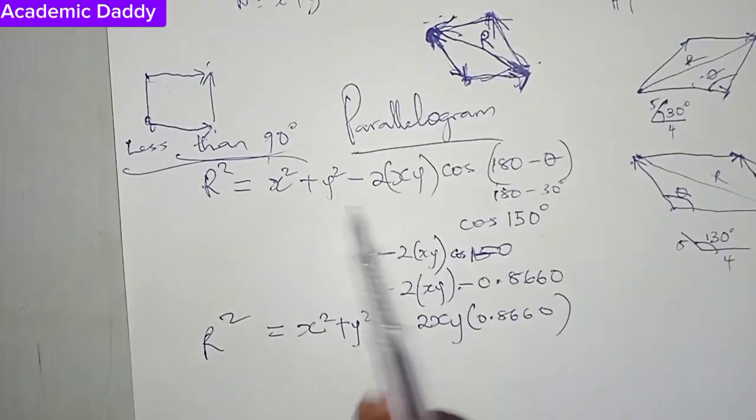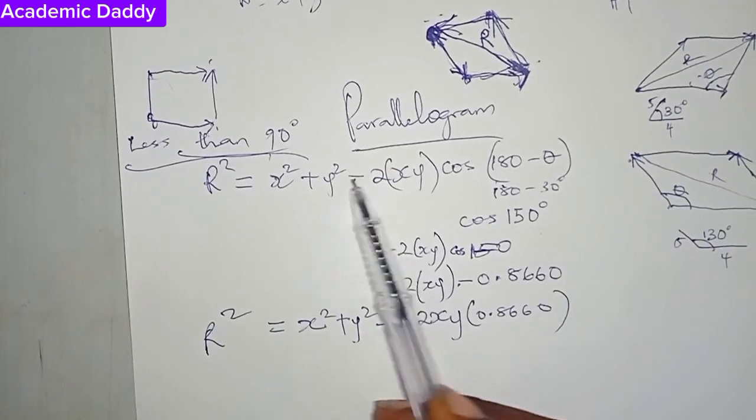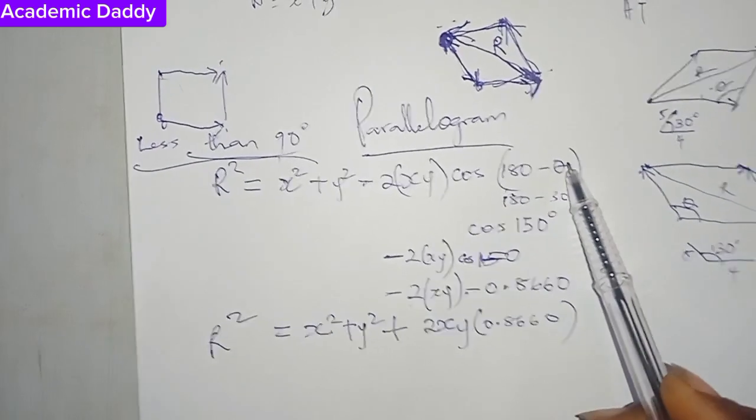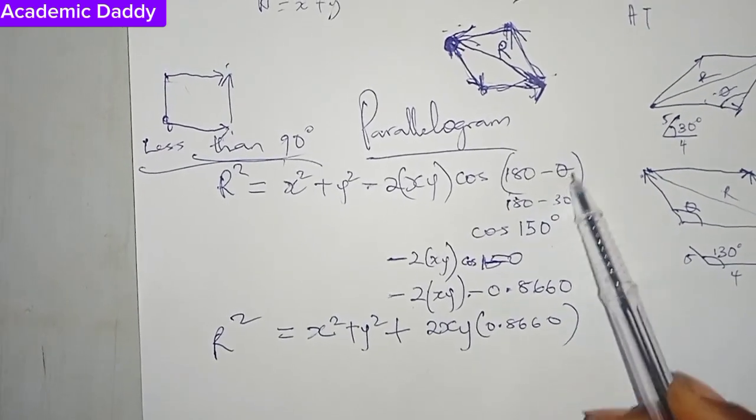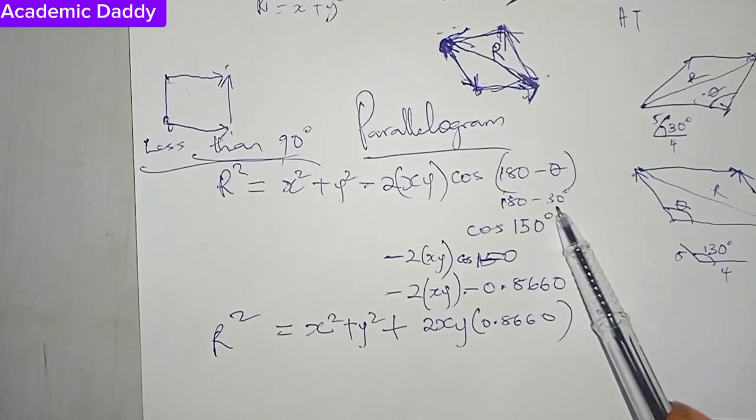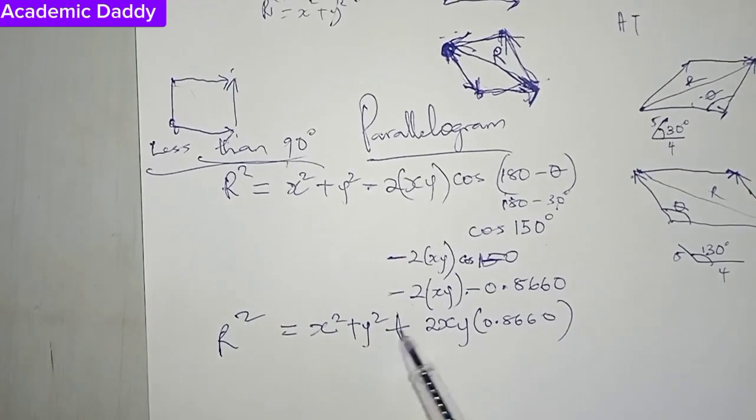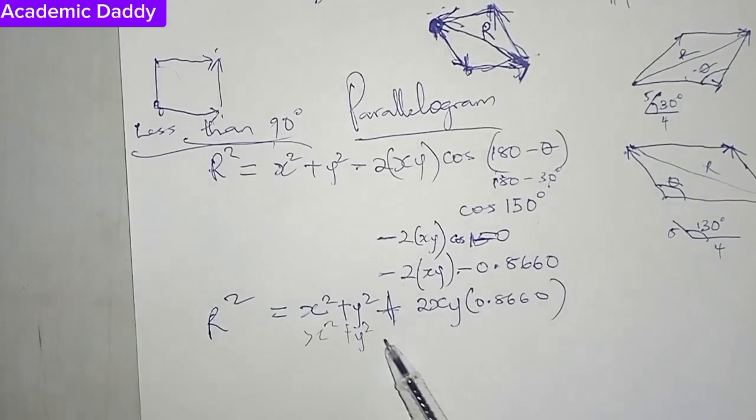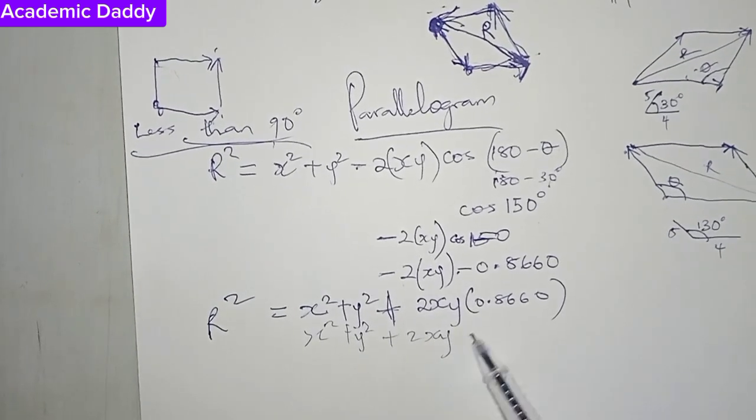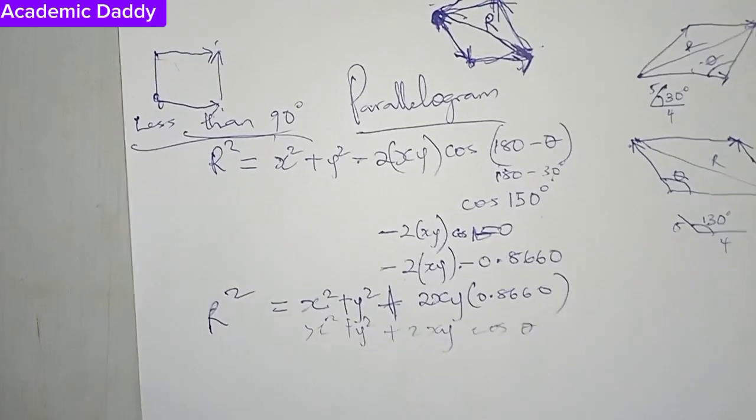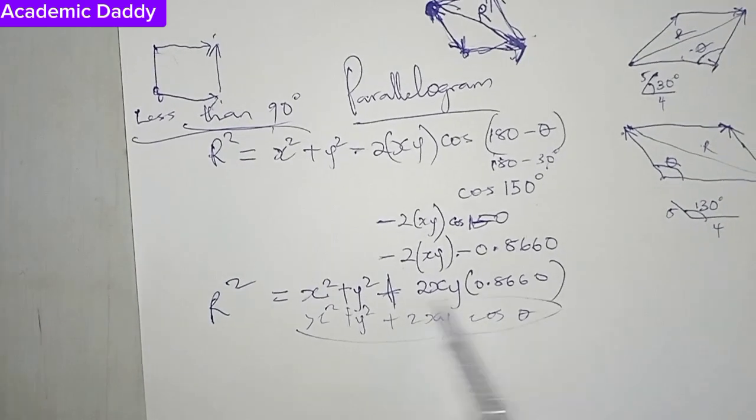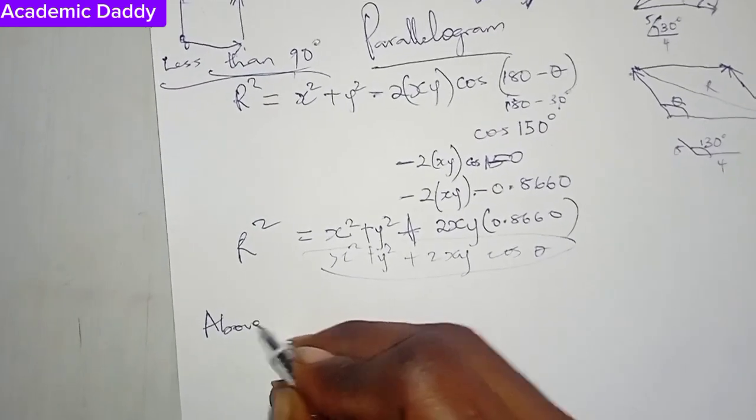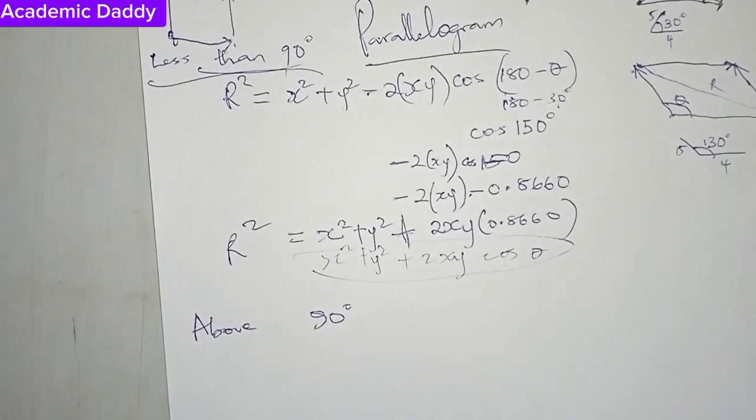So the cosine rule gives us minus here, but whenever you are doing the minus, you need to pay attention to the angle. If the angle is less than 90, you do 180 minus that angle. So at the end of the day, you get this principle of the cosine rule, which says X squared plus Y squared plus 2XY cos theta. Very important.